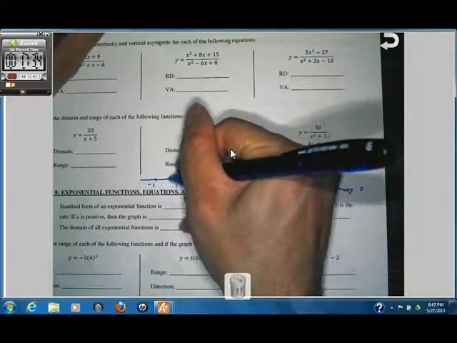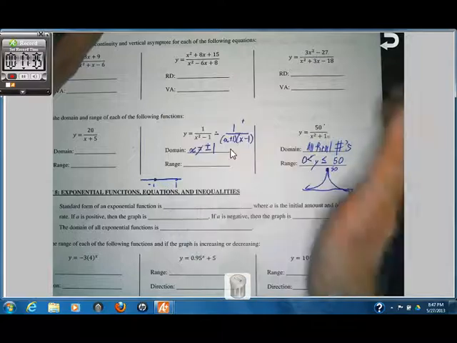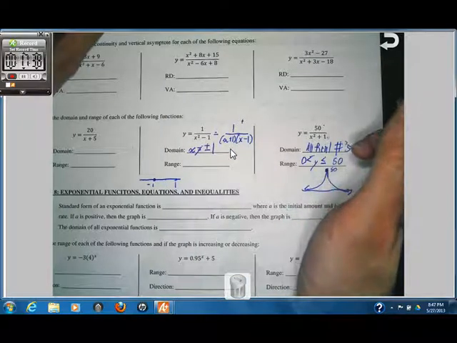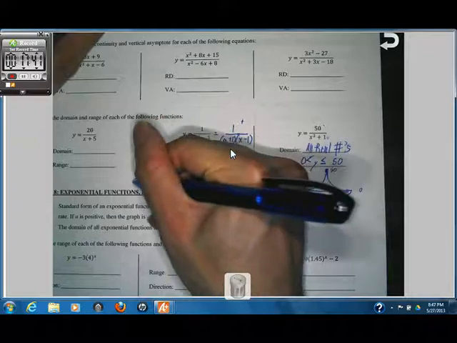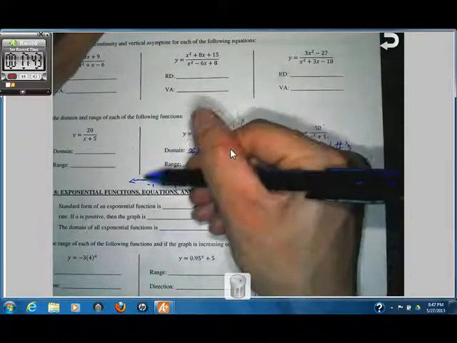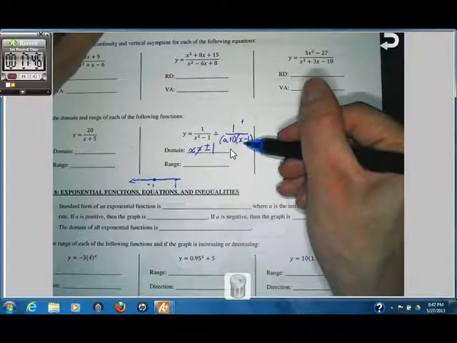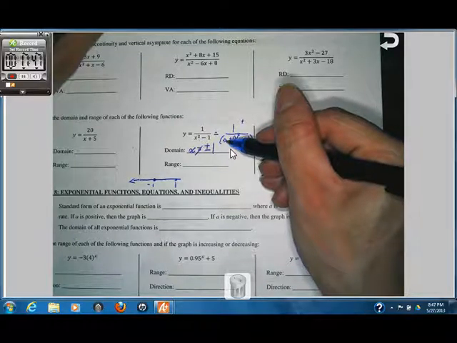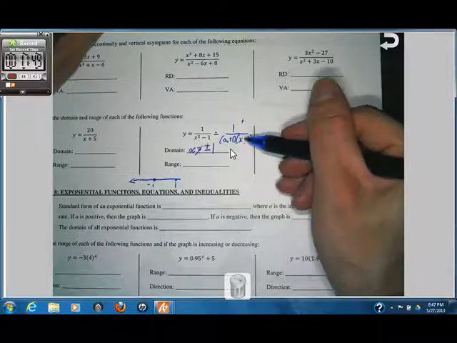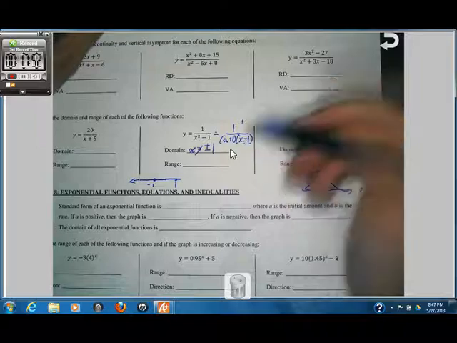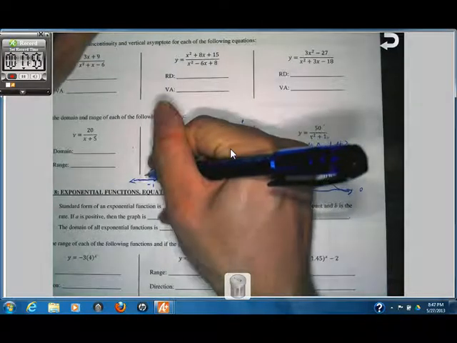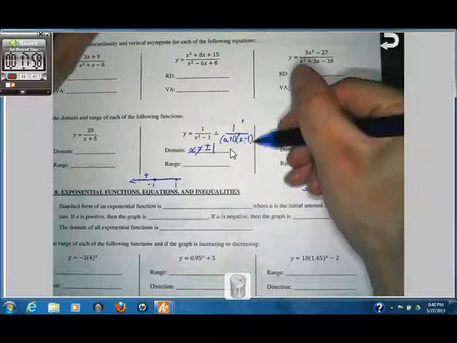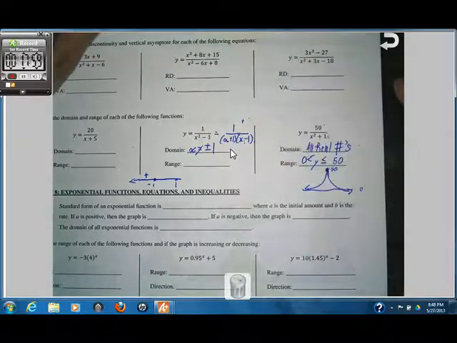Let's say I've got between them, let's just say I've got 1/2. 1/2 plus 1 is 1.5. 1/2 minus 1 is negative 1.5. That means this denominator becomes negative over here. Because if the denominator is negative and the numerator is positive, the whole thing's negative. Now, let's keep going.